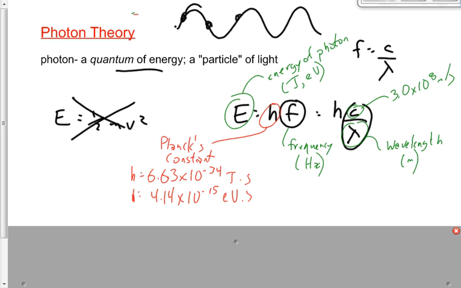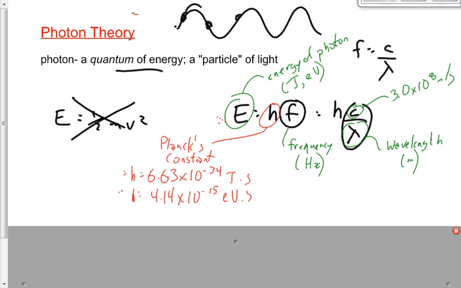6.63 joule seconds, 4.14 electron volt seconds. It's exactly the same thing. It's just two different sets of units, like the kilometers per hour and the meters per second in a speed limit on the highway. Which one should we use? Whichever one's consistent with the question, right? If we're giving the energy in joules, then let's use this one. If we're doing the energy in electron volts, then let's do this one.